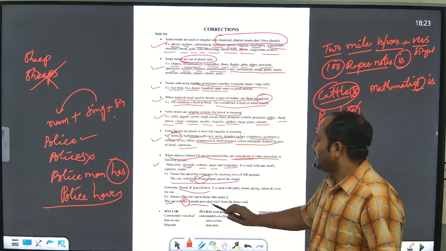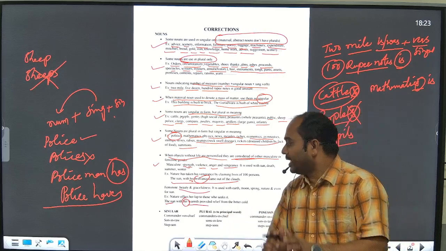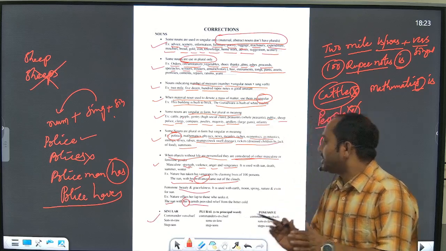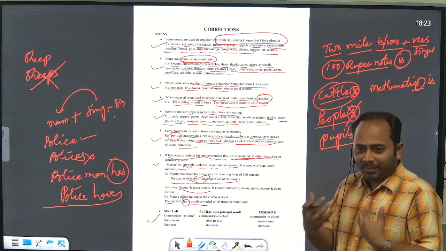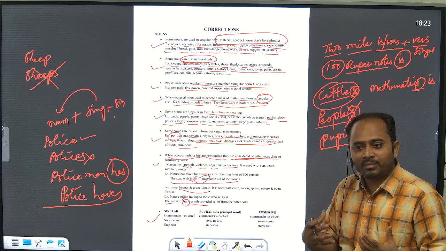Okay. Next, in the noun, we use singular, plural, and possessive. So what is the meaning of possessive? Mine. Possessive meaning is nothing but mine.